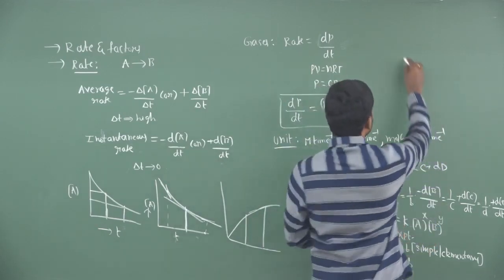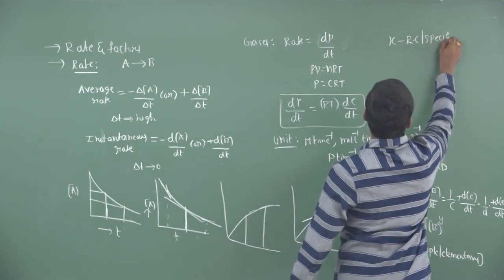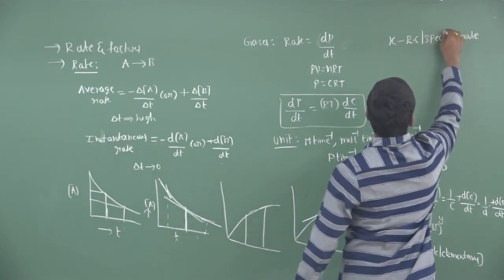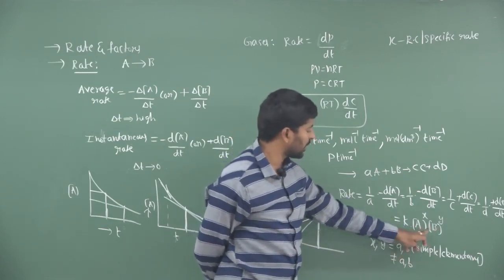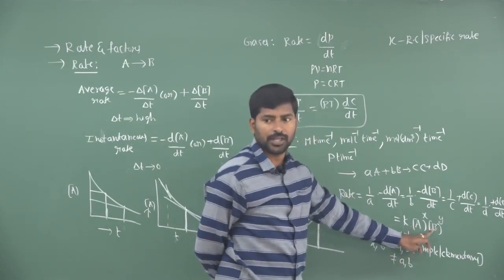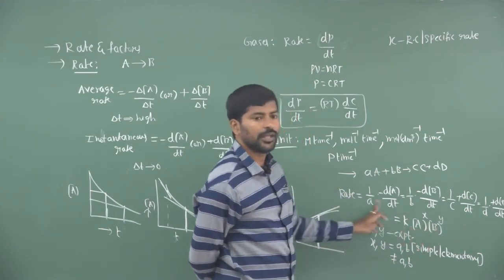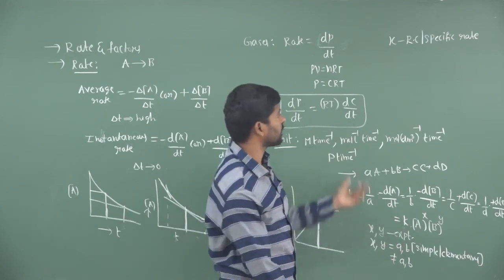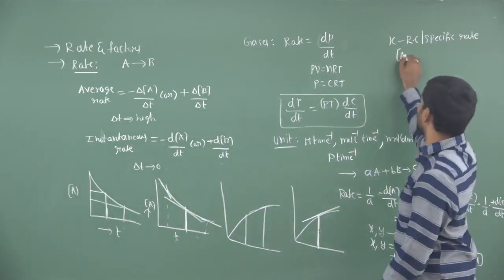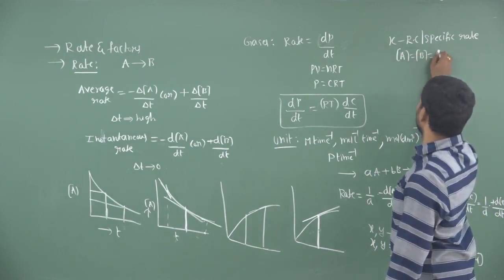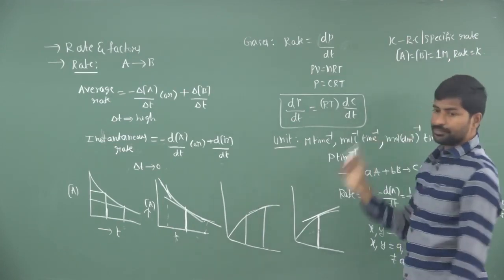Next, K is called here what? Rate constant or specific rate. If the concentrations of all the reactants are unity, or 1 molar, then the rate becomes equal to the rate constant. That's why it is called specific rate.